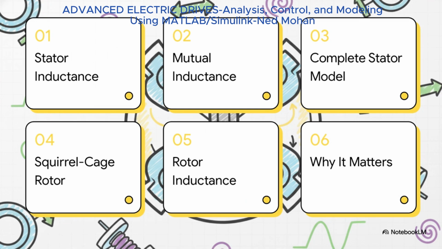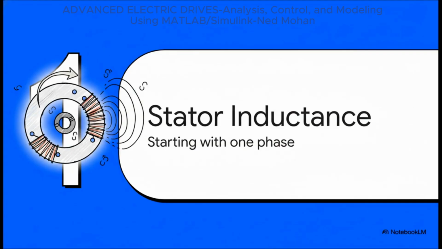So, here's our game plan. We're going to start with this stator, building it up, piece by piece, from a single phase to the complete model. Then, we'll get to the really interesting part, figuring out how to model that complex squirrel cage rotor and derive its inductance. And finally, we'll tie it all together and talk about why this is so critical for any real-world motor control.